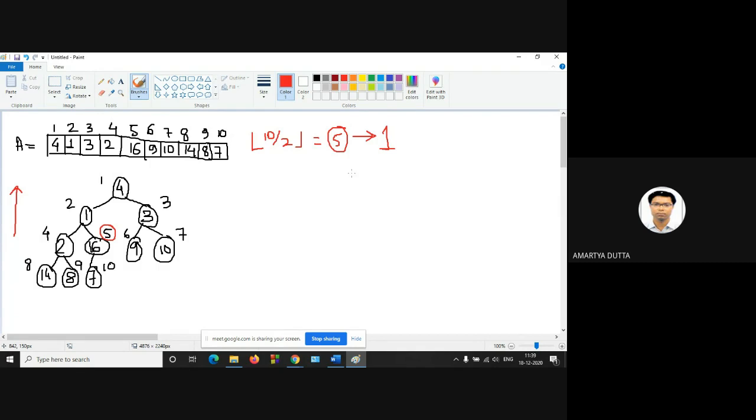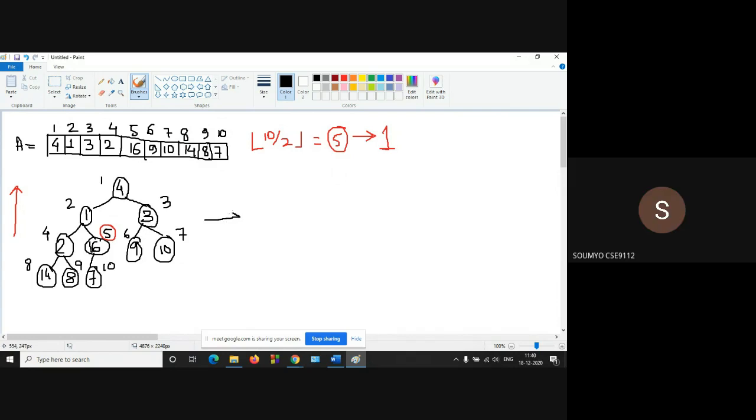What is the max heapify function? What is the objective of the max heapify function? Every time it will check the heap property. If it violates the heap property, then it restructures your tree. Is it clear?